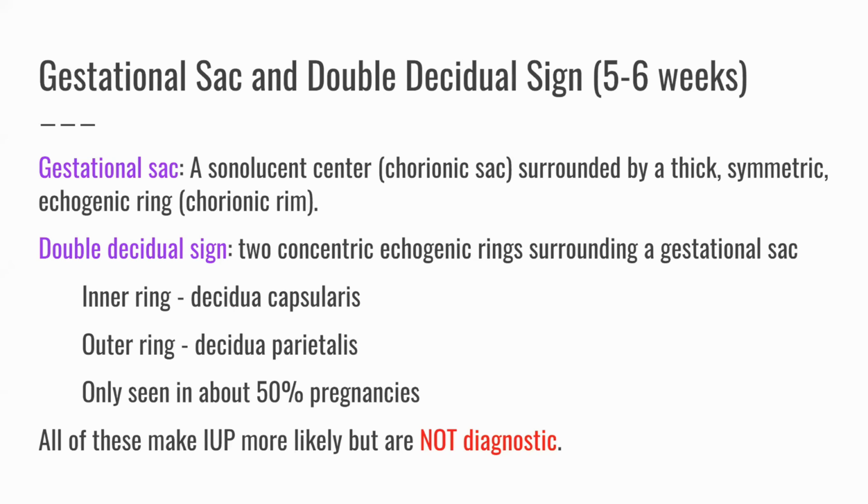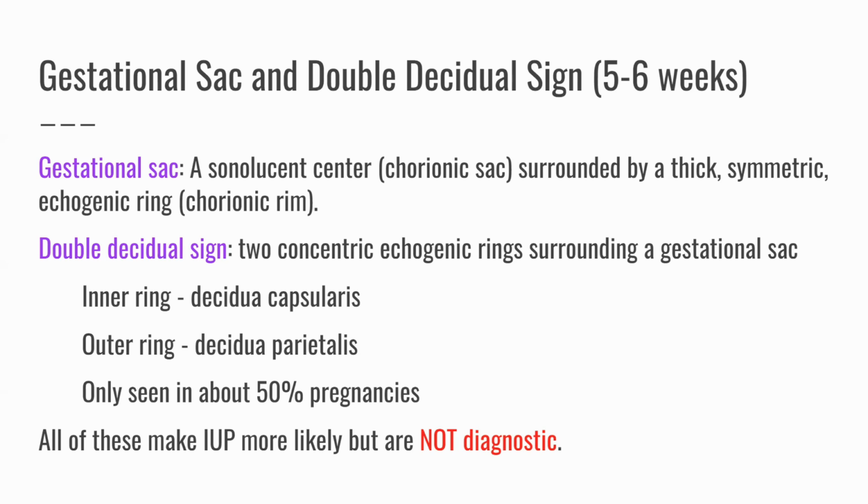So the gestational sac and double decidual sign is going to be kind of the first thing you'll see on transabdominal. The gestational sac is a sonolucent center, or the chorionic sac, surrounded by a thick, symmetric, and fairly echogenic ring, and you'll see why that becomes kind of important. An echogenic ring, which is known as a chorionic rim.